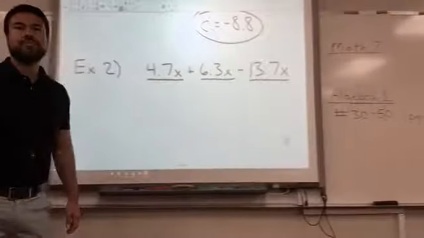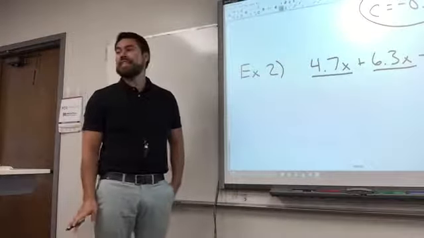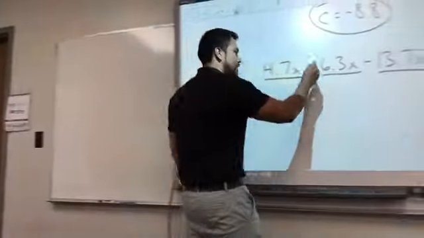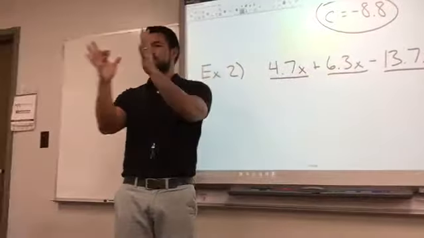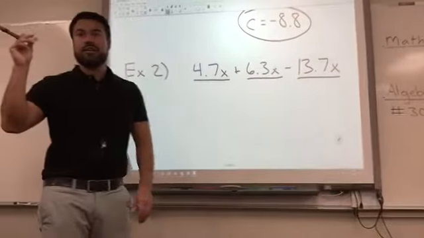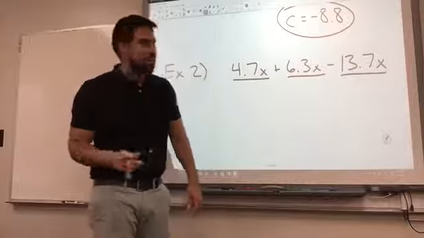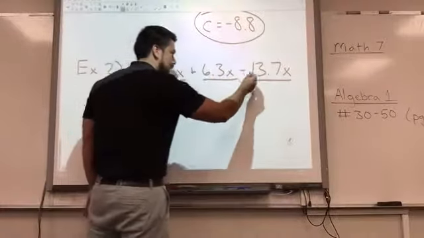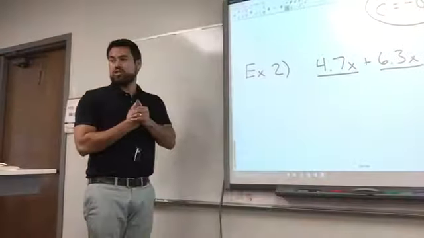You guys agree with that? Are they like? Why are they like? Cole? They have the same variable. They all have x. So if you have like variables, you can combine them together by adding these numbers in front. And actually, you guys remember in science? Coefficients. This is a coefficient of x. This is a coefficient of x. And this is a coefficient of x. Add or subtract the coefficients of x.